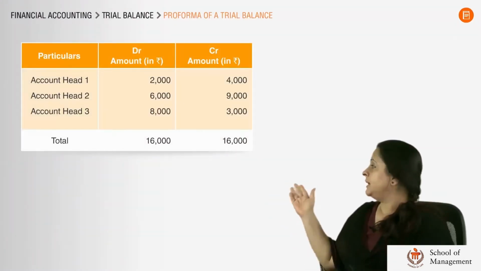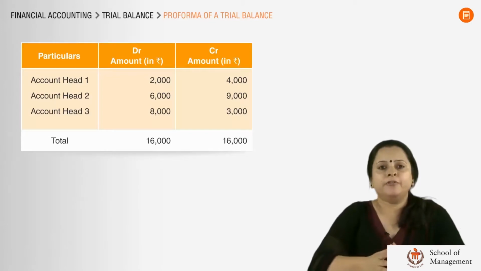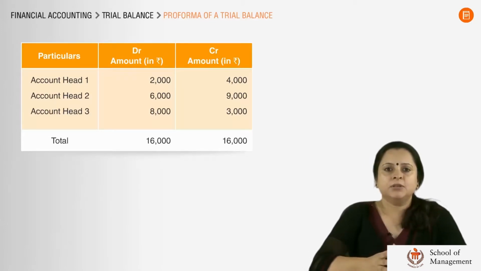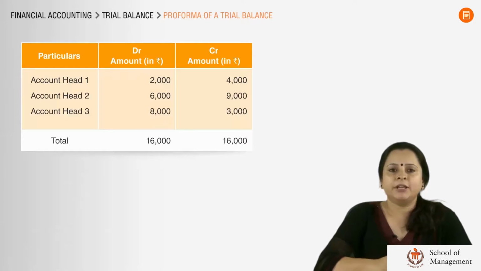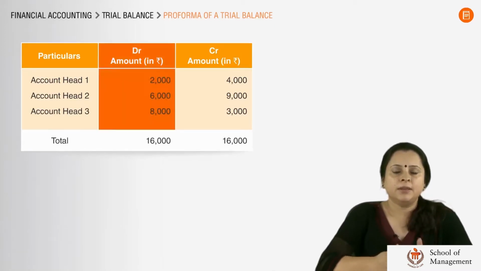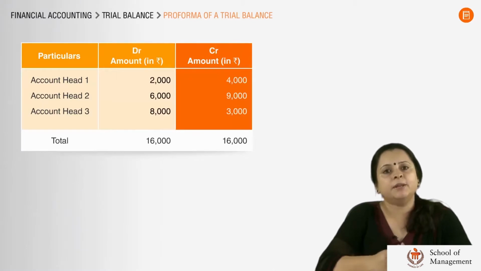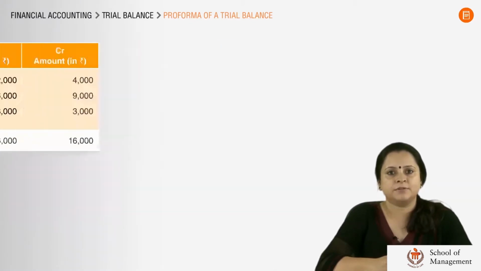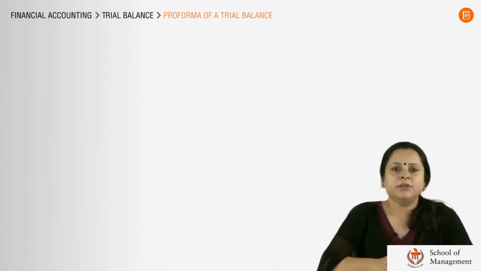What you see on your screen is the pro forma of a trial balance. Trial balance is prepared as on a particular date, which is typically the last date of an accounting period. The names of the accounts and their closing balances are reported in the trial balance. The closing balances are shown either on debit or credit side depending on the type of account. When preparing trial balance, you have to transfer closing balances from the various ledger accounts to the trial balance.